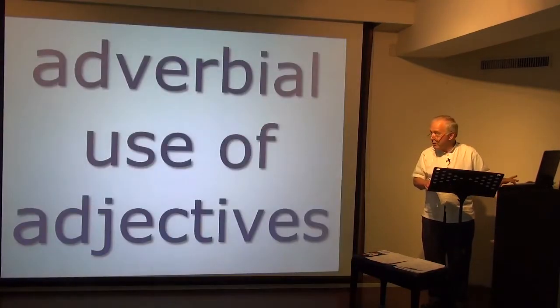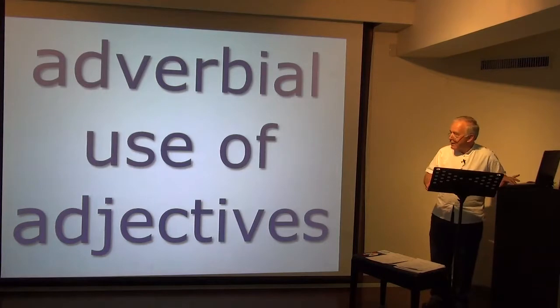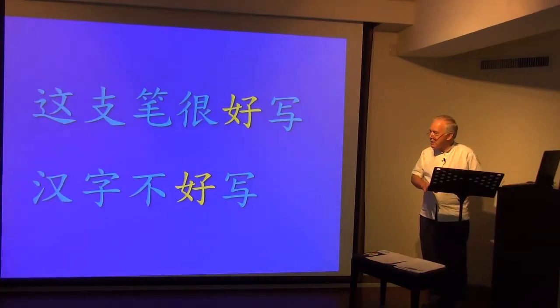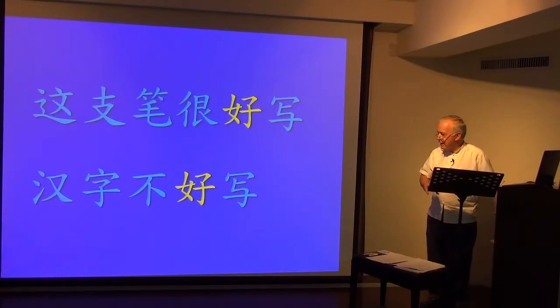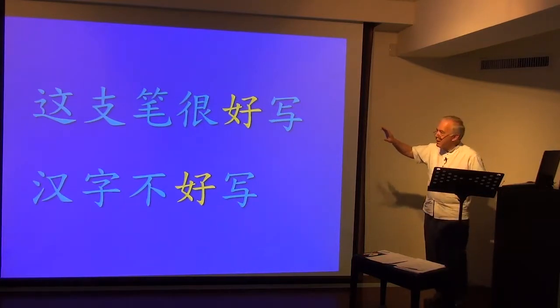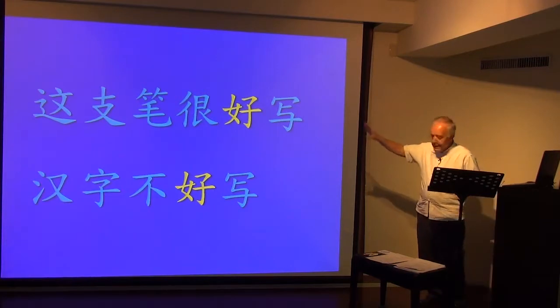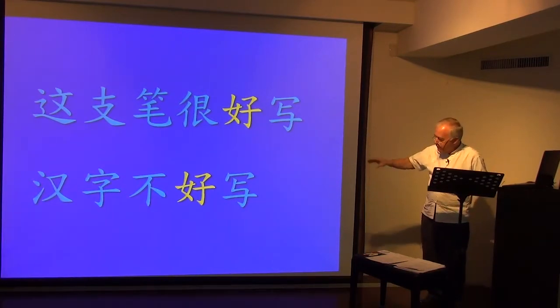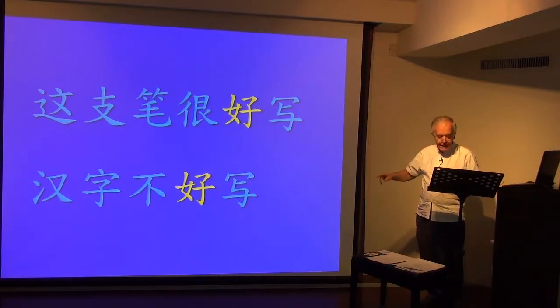Okay, let's move on to the next thing. Also, adverbial use of adjectives. Let's look at these 2 sentences. 这支笔很好写 and 汉字不好写. The first one indicates that something is nice or pleasant to do. The second one, that something is difficult or not easy to do.